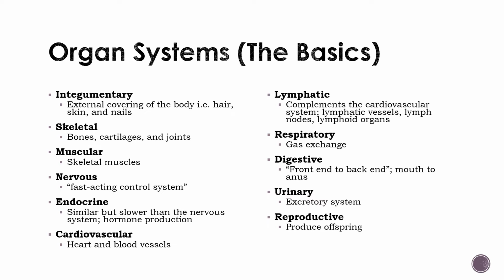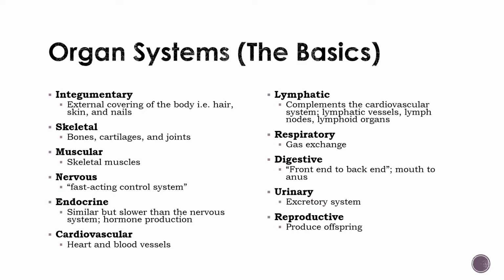Next, we have the skeletal system. This is comprised of bones, cartilages, and joints. This supports your body and provides a frame for your skeletal muscles, which is how you move. It also has protective functions. Example, the skull protects the brain. Additionally, minerals are stored in the bones and blood cells are formed here.